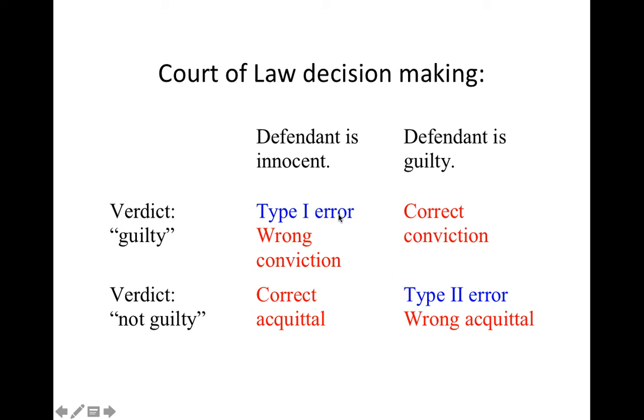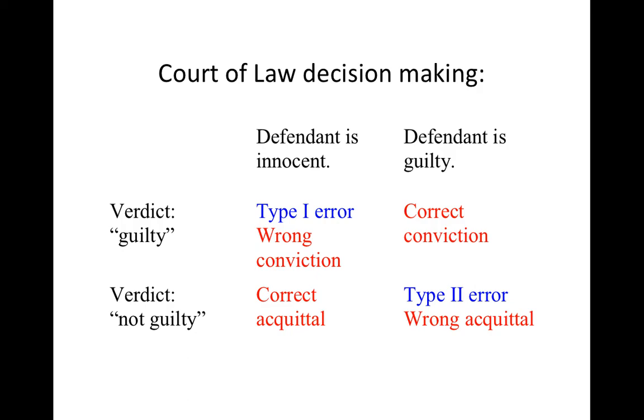What these are will change depending on what situation you're in, like we talked about, and which one's more serious. But just remember, Type 1 is saying you found an effect or you found somebody guilty when they're not. So you find something to be true when it's not. And Type 2 generally is you find something to be not true when it is.